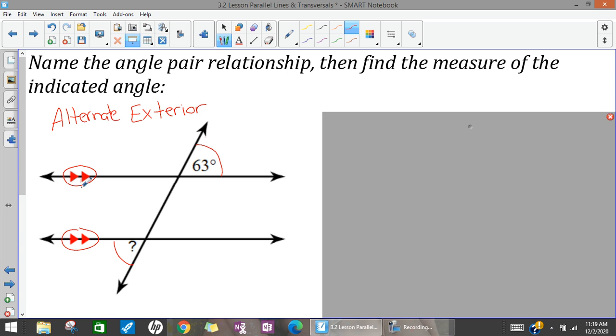So just like these little arrows here on these lines show parallel, a little arc inside multiple angles means that they're the same measure. And since these are alternate exterior angles formed by parallel lines and a transversal, they're congruent, which means the question mark, or that angle, is 63 degrees.